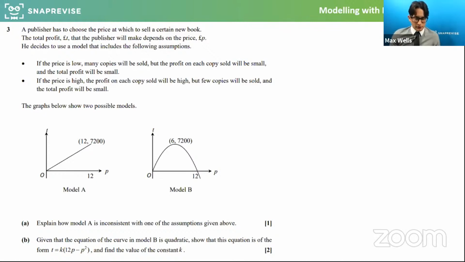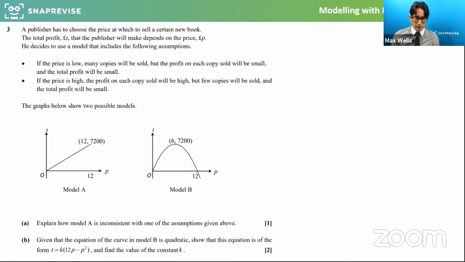Okay, so a publisher, now again, lots of words. It looks like an exam style question. Let's not let it put us off, and let's go through this carefully. So a publisher has to choose the price at which to sell a certain new book. The total profit T that the publisher will make depends on the price P. He decides to use a model that includes the 2 following assumptions.